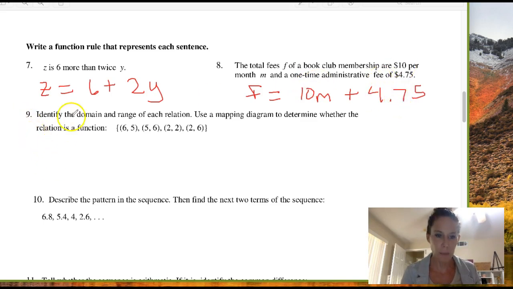All right, on to number 9. Identify the domain and range of each relation. Use a mapping diagram to determine whether the relation is a function. Domain and range should be pretty easy, guys. Domain is your x values, range is your y values.